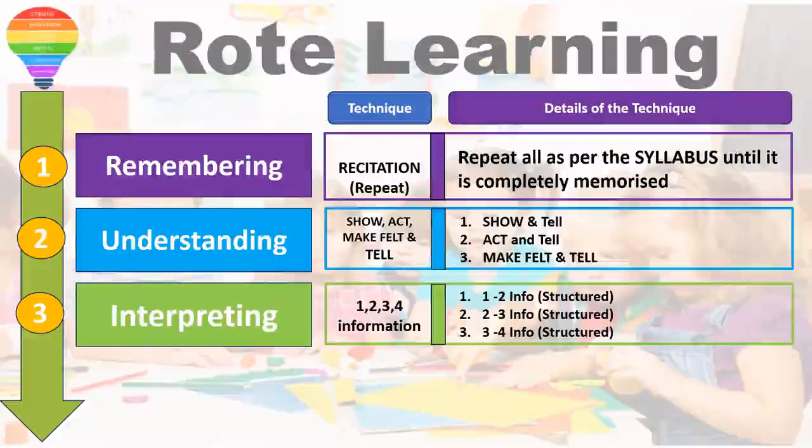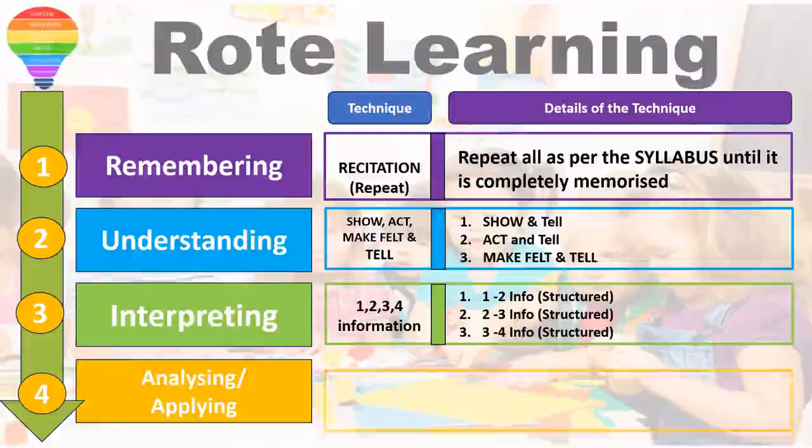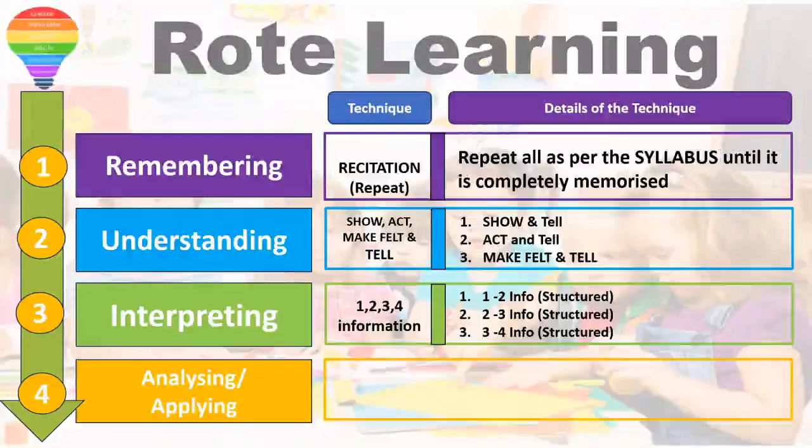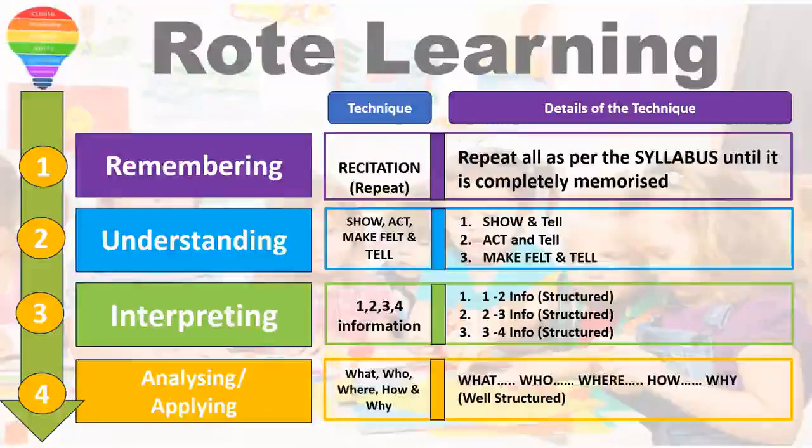So now because of that, the child's overall development happens and the interpretation skill of the child is also improving. And finally, the child is analyzing and applying. And for that, gradually, as a part of Educated Kids research, we have introduced what, who, where, how, and why, these five interpreting skills, very structurally, one by one.